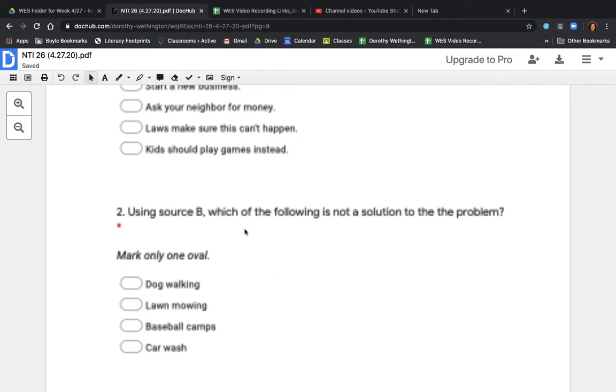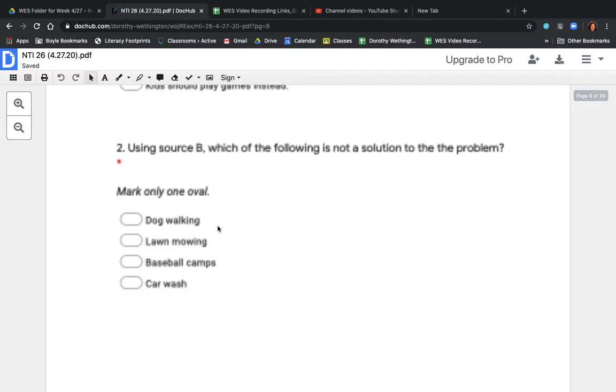Question 2. Using source B, which of the following is not a solution to the problem? Mark only one oval. Dog walking, lawn mowing, baseball camps, car wash.